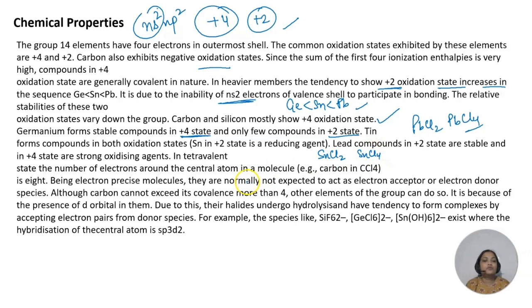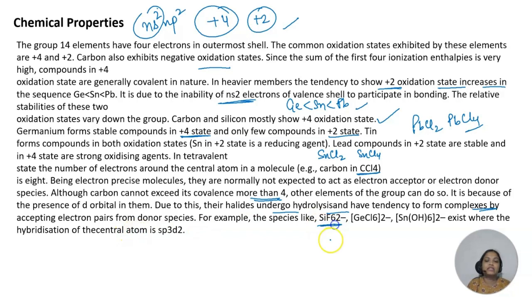and the number of electrons around the central atom is 8. Okay, so they are not electron acceptor or electron donor. Okay, and carbon cannot exceed its valency of 4 because of the absence of d orbitals in it, and due to this their halides undergo hydrolysis. And see, carbon cannot do that, but other elements can increase their covalency because of presence of d orbital.